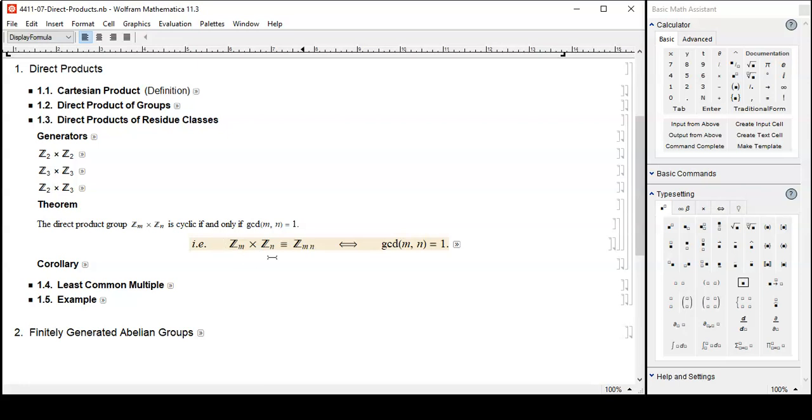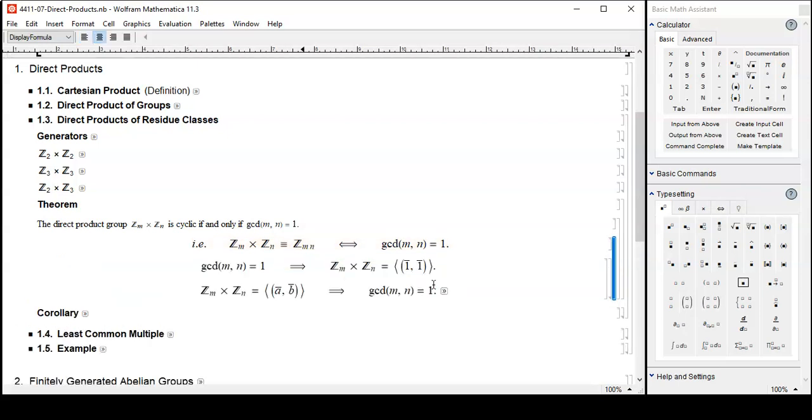There are m elements here, n elements here. Cartesian product will give me m times n elements. So if this is cyclic, then it's going to be isomorphic to Z_mn. And that happens when the greatest common divisor is 1, when m and n are relatively prime. How are we going to prove it? We're going to use this kind of strategy.